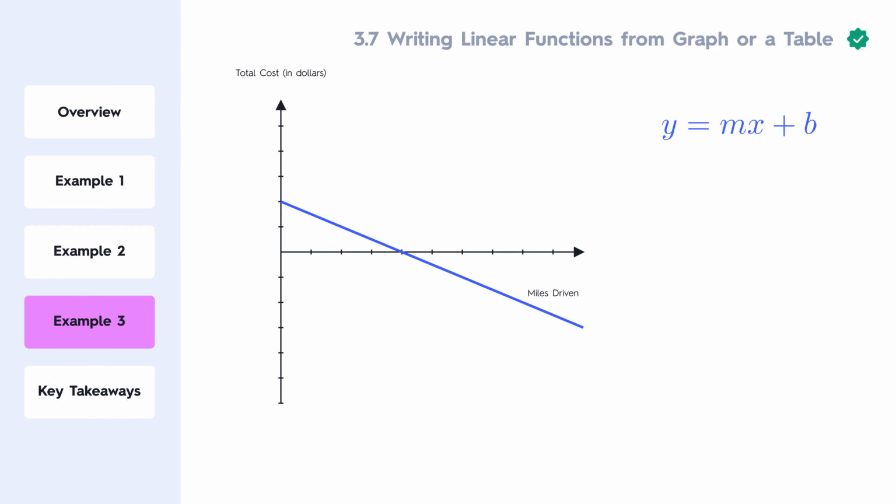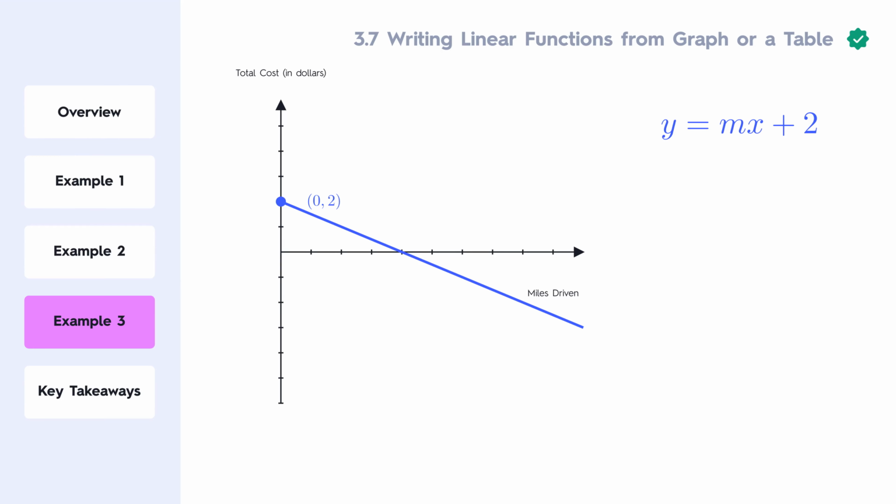We'll start by identifying 2 points on the graph by reading from the axes. The y-intercept is the point where the line crosses the y-axis. In this case, the y-intercept represents the base fee charged by the rental company before any miles are driven. From the graph, we can see that the line crosses the y-axis at 0, 2, meaning the base fee is $2.